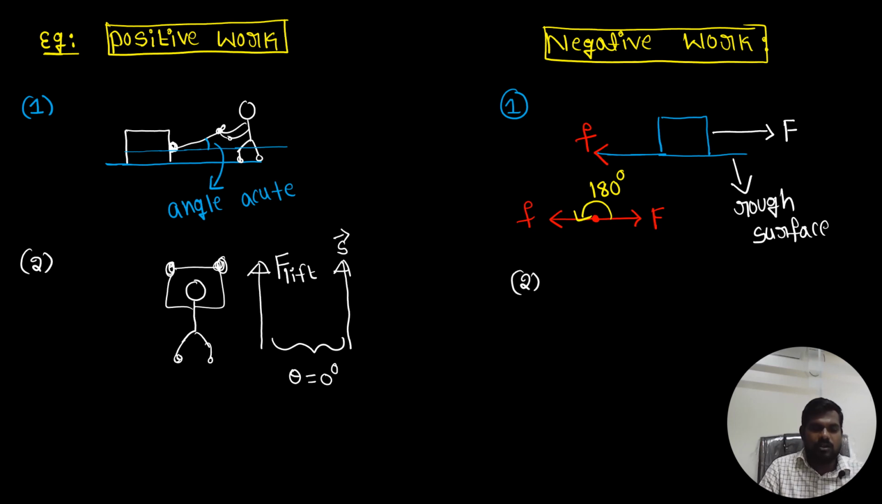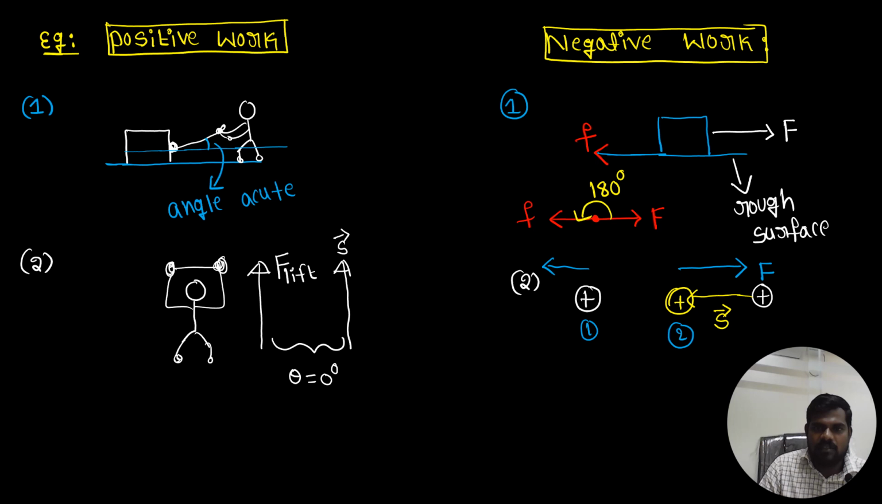Second example of negative work. Now I will take one positive charge and here one more positive charge. Now I am bringing this positive charge towards the other positive charge. So the displacement is towards the left direction. Once I bring this positive charge towards the other, a repulsion force is happening between these two. This is the repulsion force.